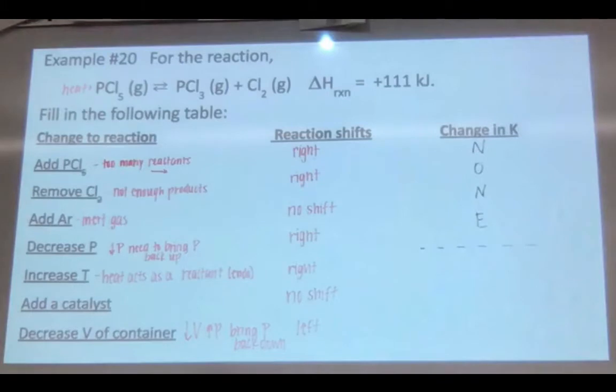Okay, the change in K, none. Add PCl5, remove Cl2, add argon, decrease pressure. None of those affect the equilibrium constant. You're affecting Q, not K.